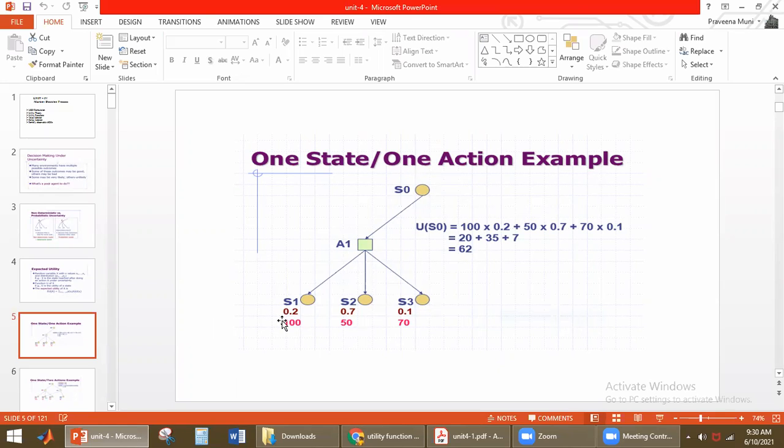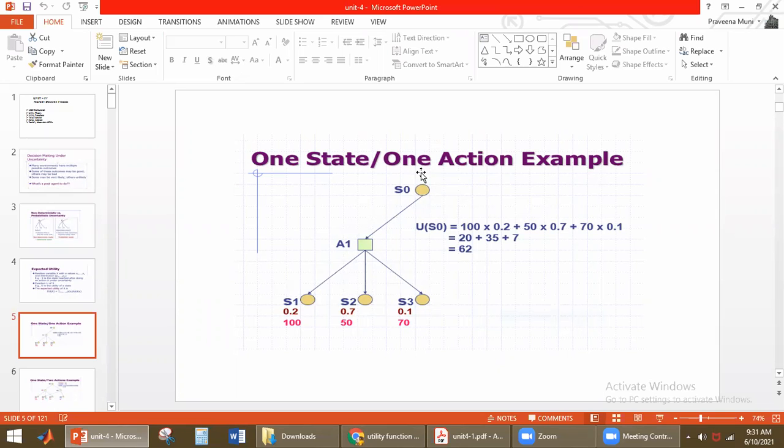Now the agent is also assigning some probability to each and every outcome. The probability of getting S1 is 0.2. The probability of getting S2 is 0.7. The probability of getting S3 is 0.1. So these are the outcome probabilities for these states.